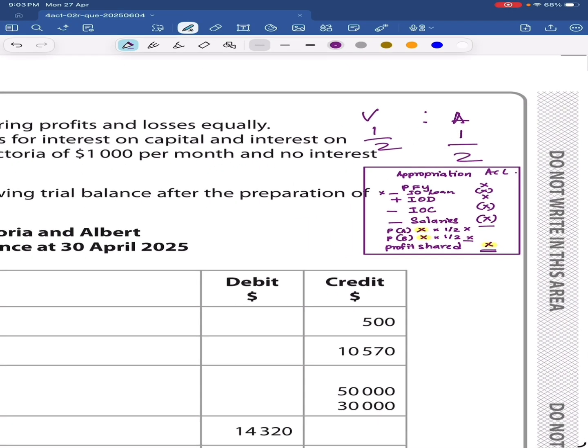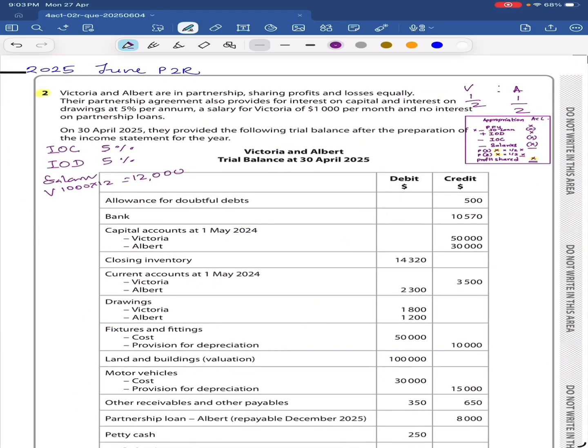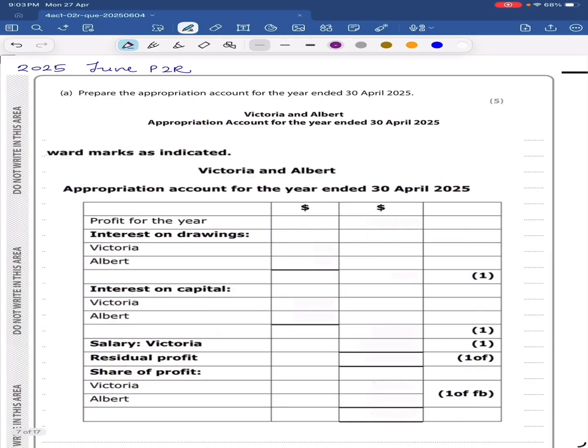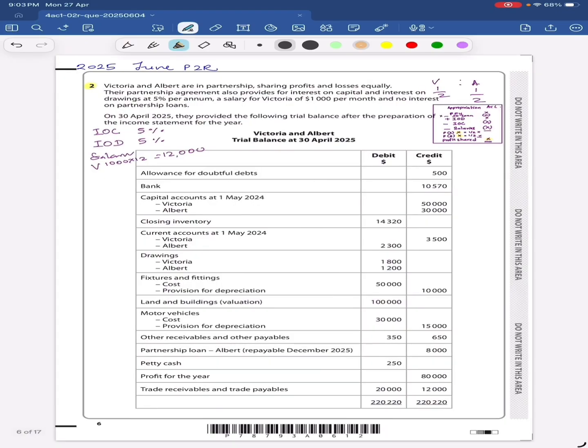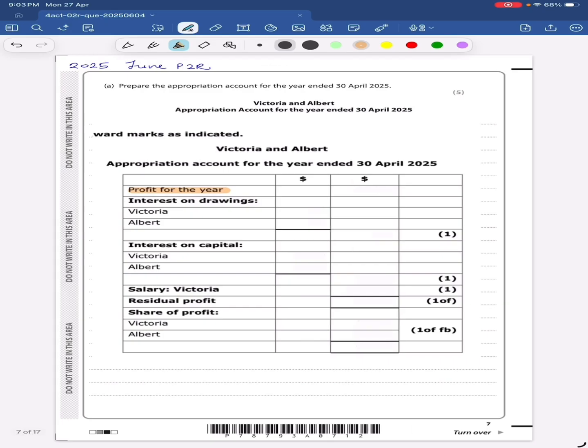Now we know the format. Now it's time to insert the figures into the format. So the first step is to identify the profit for the year. Let's see if it's given in the question. Let's go back to the question. As you can see here, we have profit for the year worth 80,000. Now let's plug that into the format, which is worth 80,000.